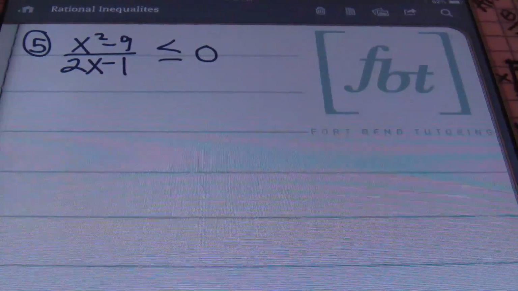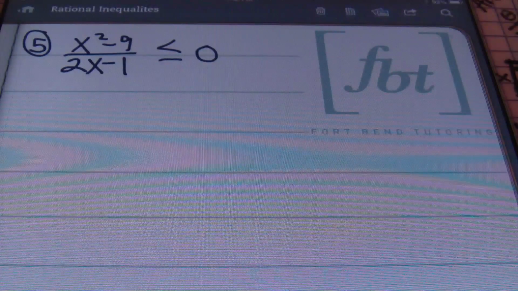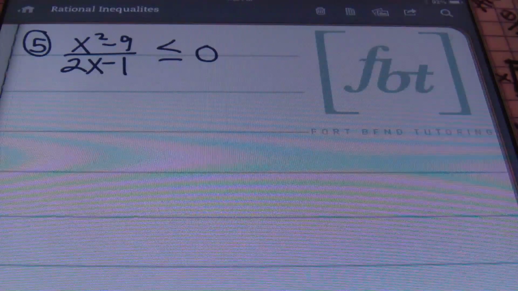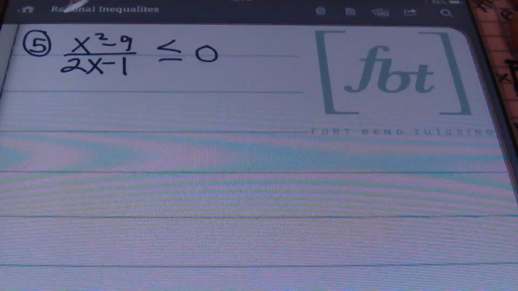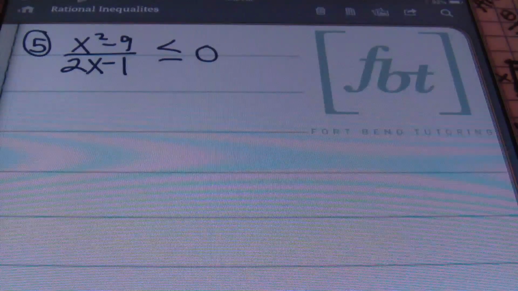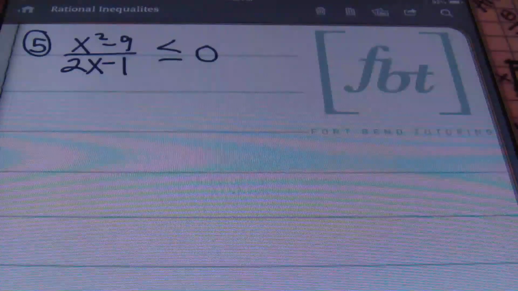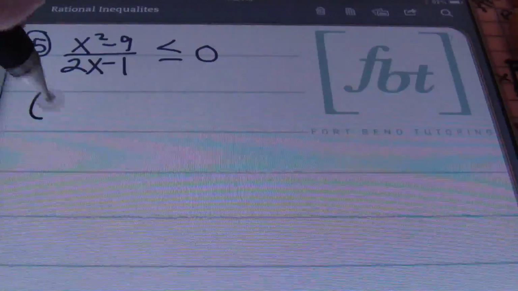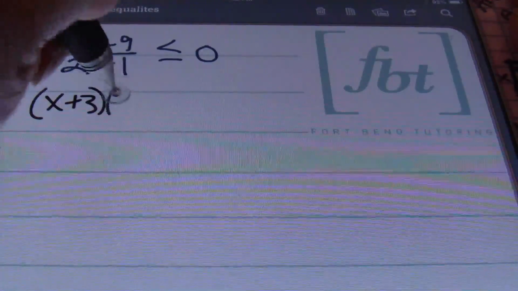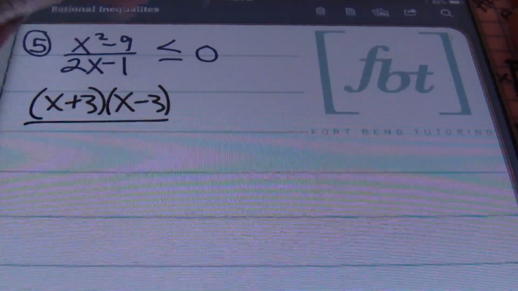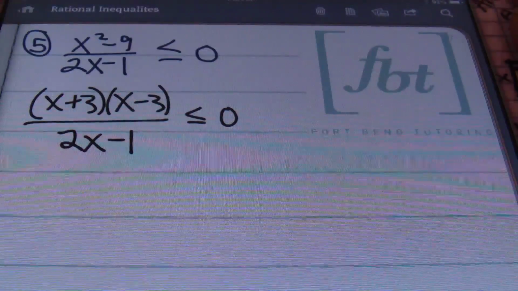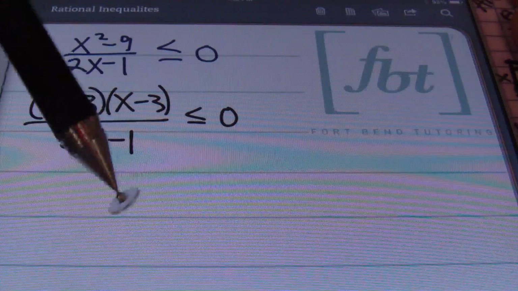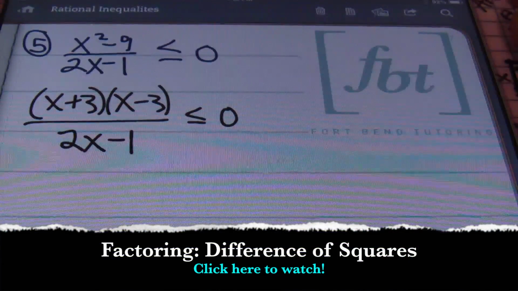We have x squared minus 9 divided by 2x minus 1 less than or equal to 0. So what I want to do here is recognize that I do have one fraction. It is set to 0, but I can factor the numerator, ladies and gentlemen. So that's what you want to do. So I'll end up with x plus 3 times x minus 3, recognizing that the numerator is a difference of squares. All right, so if you need any practice on factoring a difference of two squares, check out our video, Factoring Difference of Squares. I got a link right down there.